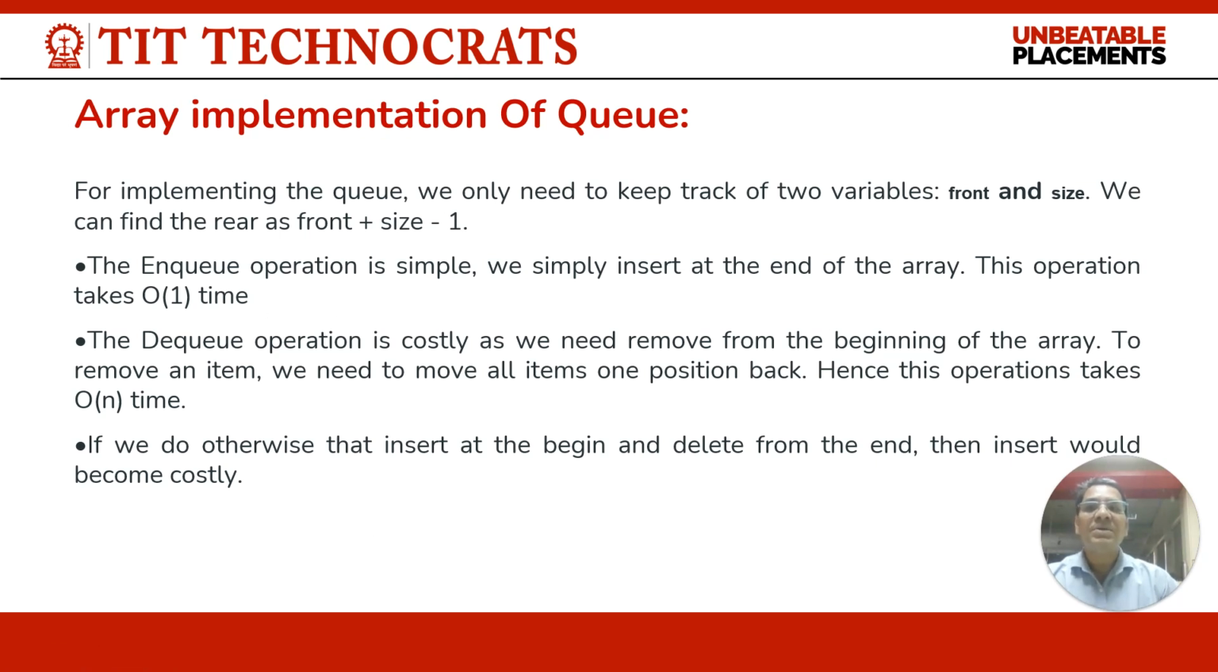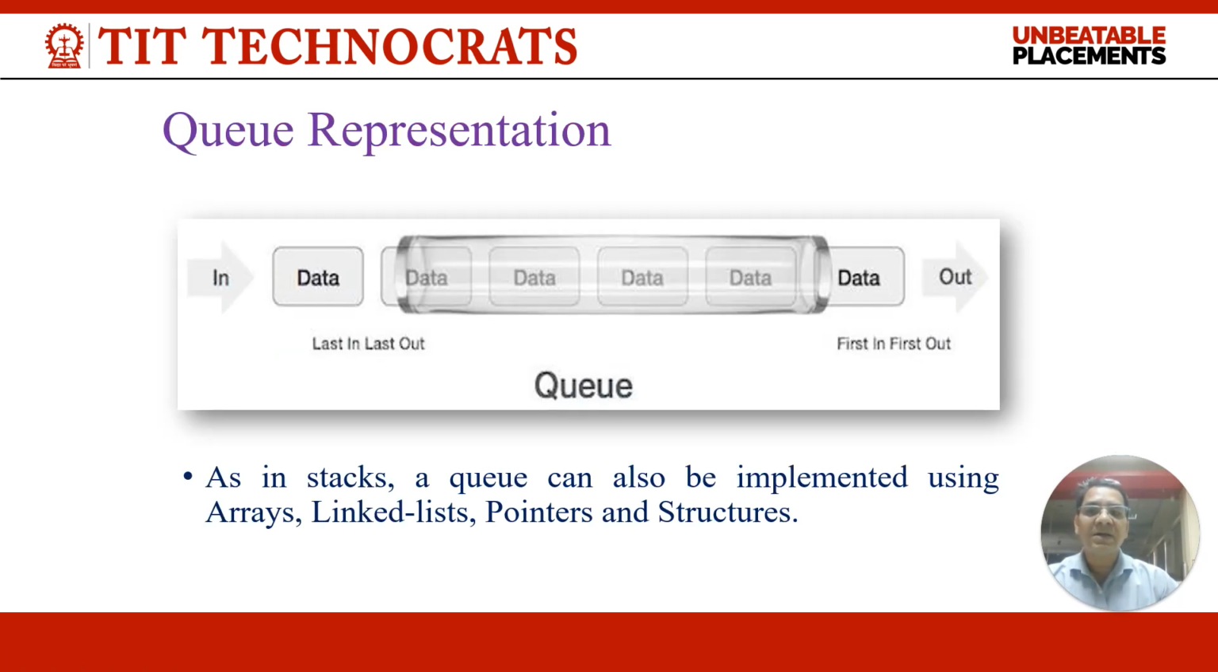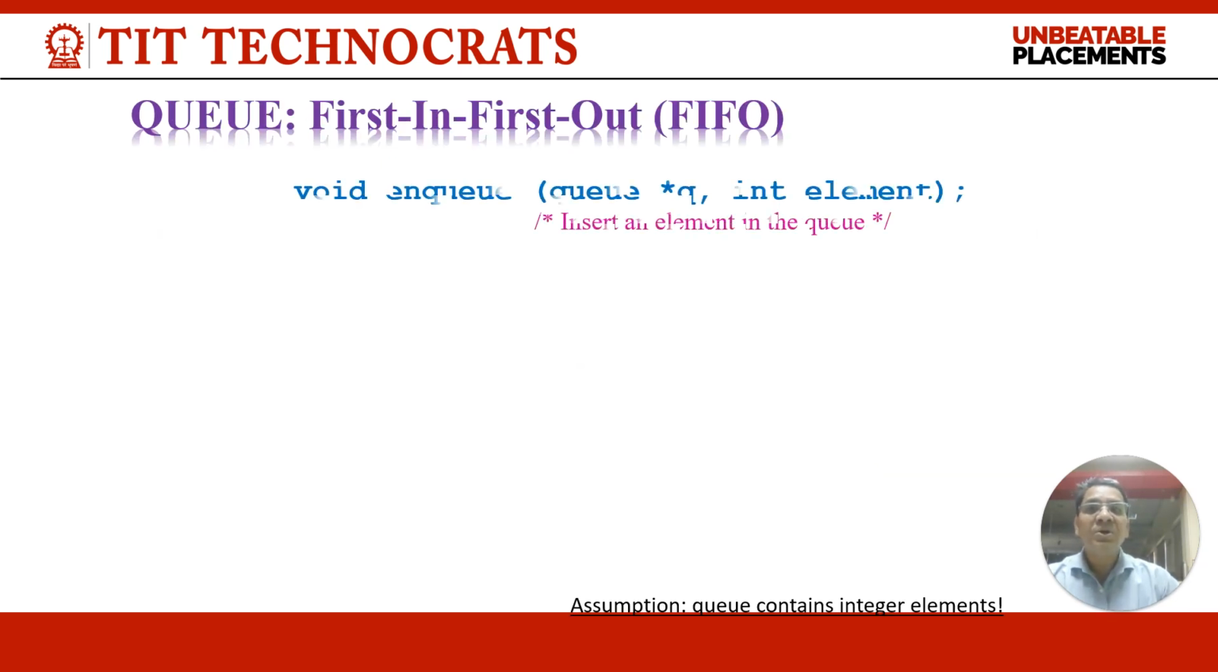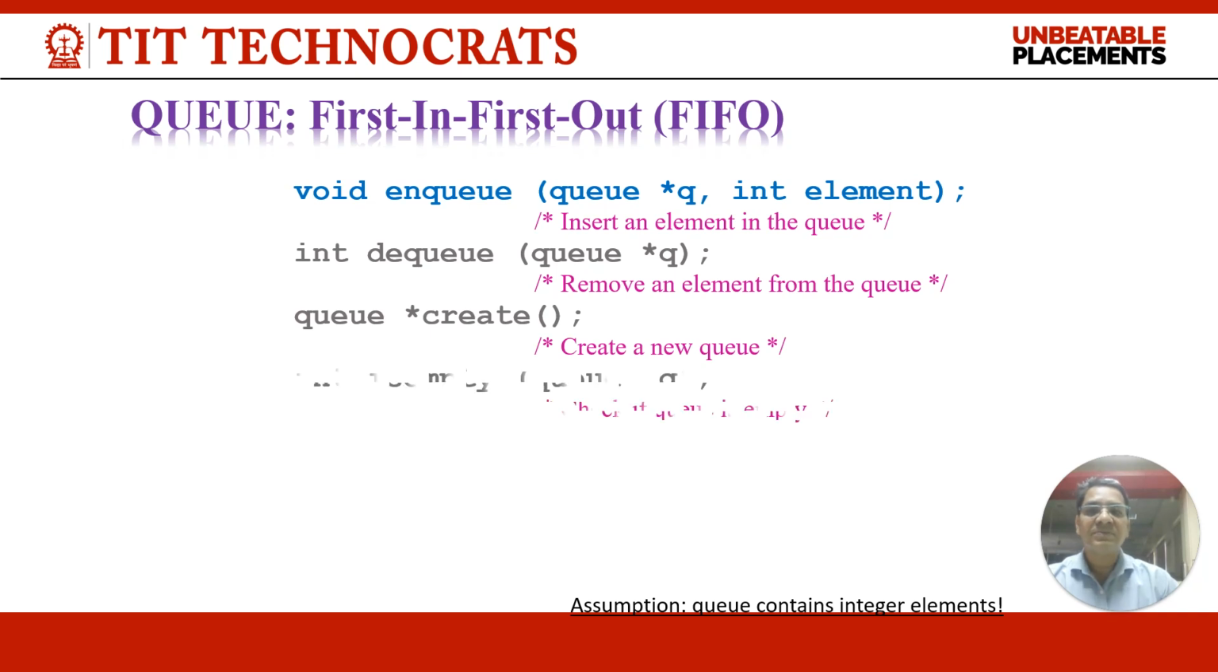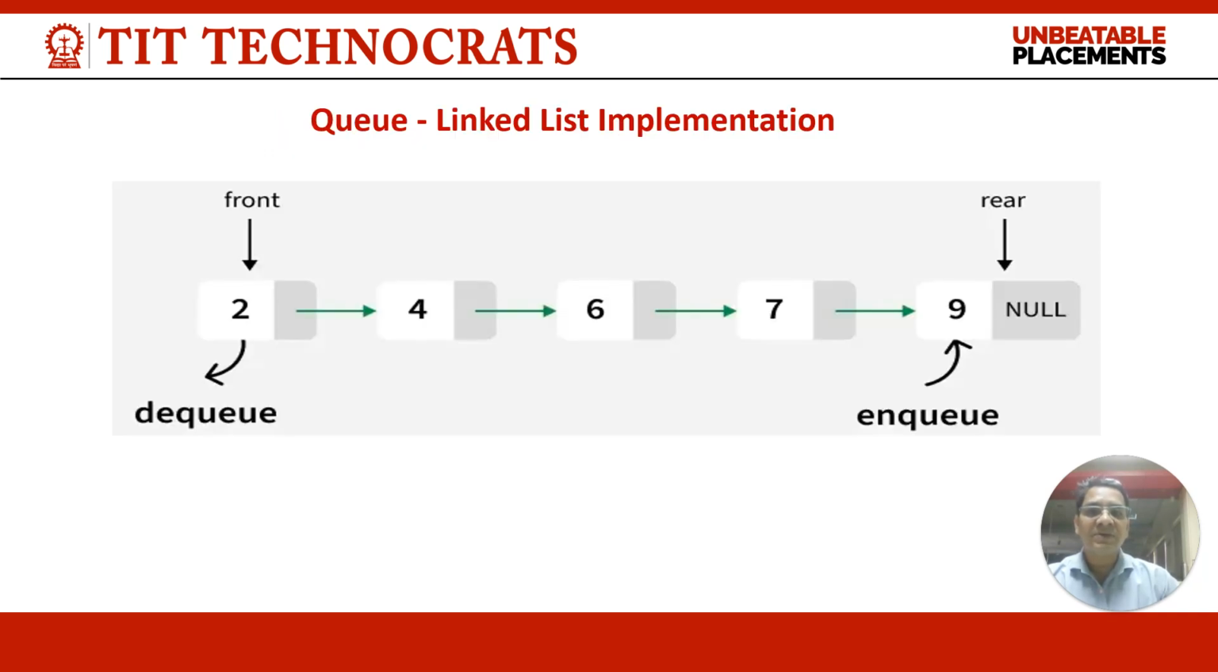First one is the array implementation of queue. For array implementation, there are many operations that are performed by a queue. As in a stack, a queue can also be implemented using array, linked list, pointers, and structures. As we know, it works on first in, first out, where the first element to be inserted is removed first. These are the different operations.